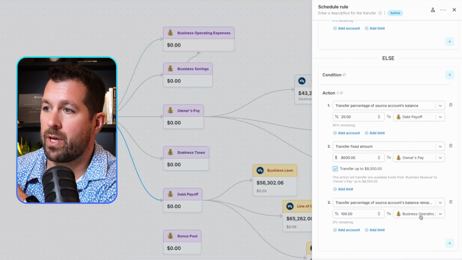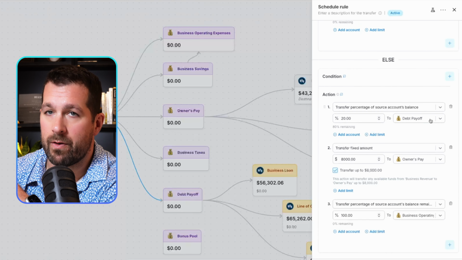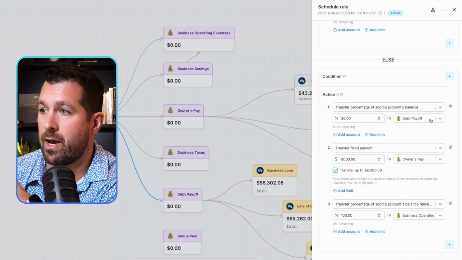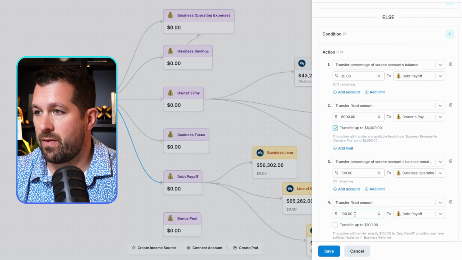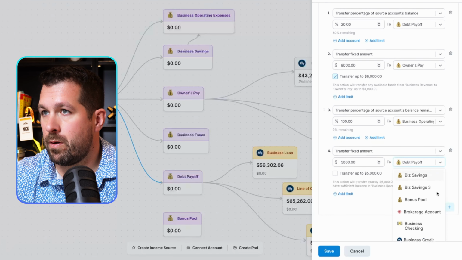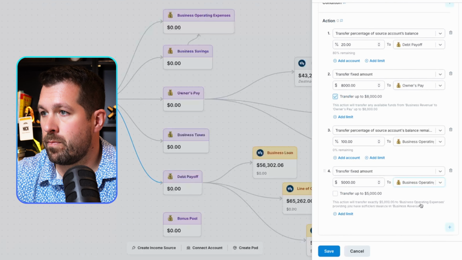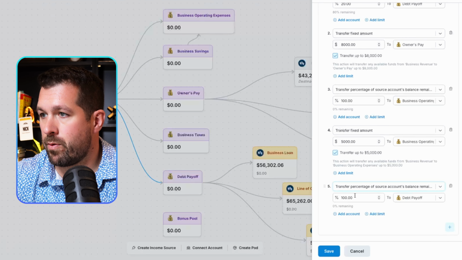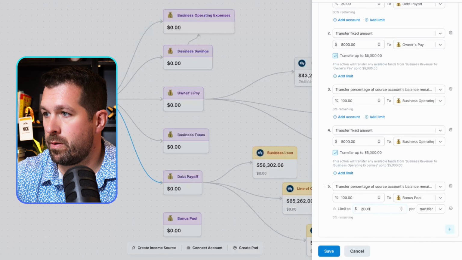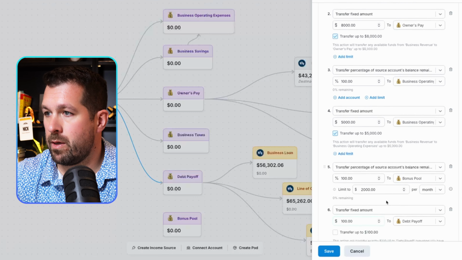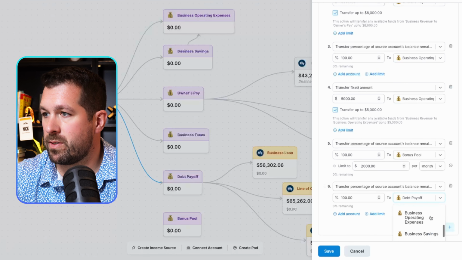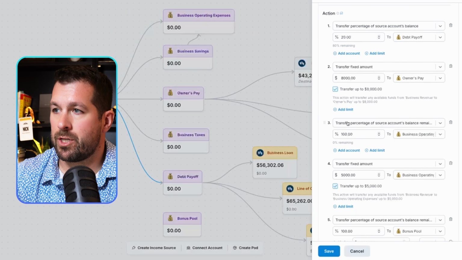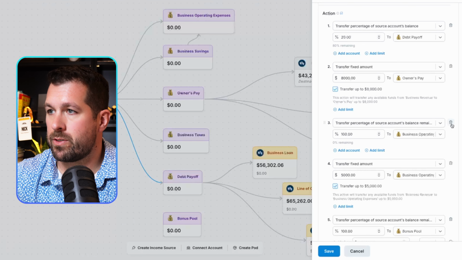And all we need to do is just duplicate that rule down here. 20% is going to the debt payoff because we're no longer funding the savings account for the business. We've got $8,000 going to owner's pay. And I'll just simply add in those additional rules, the $5,000 into our operating expenses, 100% of the remainder going into our bonus pool with a limit of $2,000 per month. And lastly, 100% of the remainder going into our business operating expenses. And one last thing, because I changed this from the 100% to a fixed amount of $5,000, I'm just going to simply delete that rule.